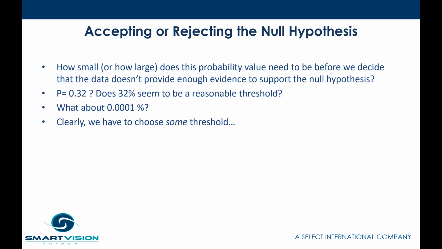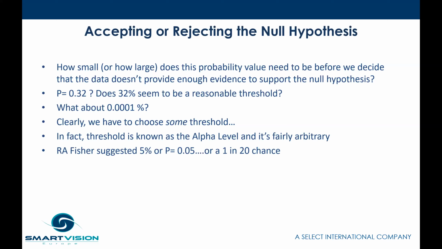And the key here is that point is going to be arbitrary, isn't it? There's no magic number. You're just going to choose a line and draw a line in the sand. So that threshold, that point, is known as an alpha level, and it is fairly arbitrary. Depending on the context you're working in, it can be a smaller value or a larger value, depending on how strict or careful you want to be when it comes to rejecting the null hypothesis. Now, Ronald Fisher suggested 5%.